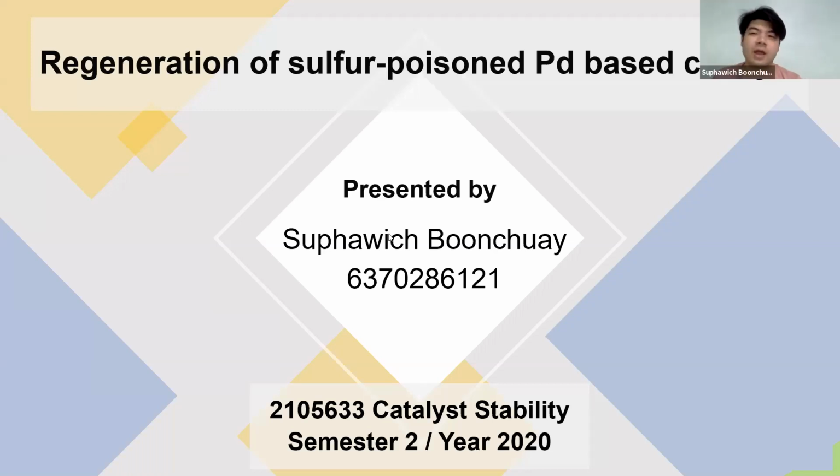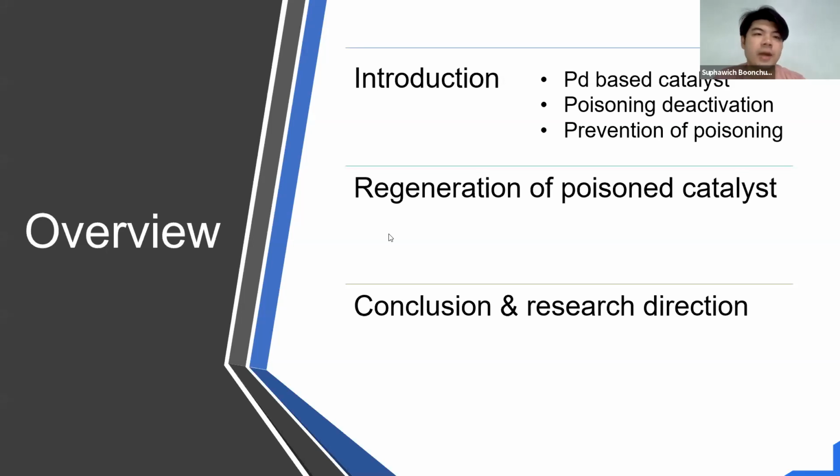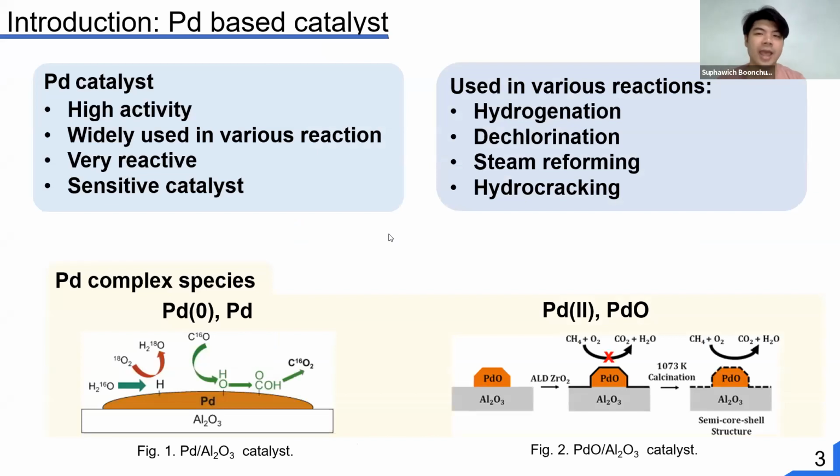Good morning, everyone. I will present about regeneration of sulfur-poisoned palladium-based catalyst. This is my overview of my talk. Due to high activity, palladium-based catalyst is widely used in industrial reactions, such as hydrogenation, dechlorination, steam reforming, and hydrocracking. Although it has full utilization of catalyst potential, palladium catalyst is very sensitive to poisoning and deactivation.